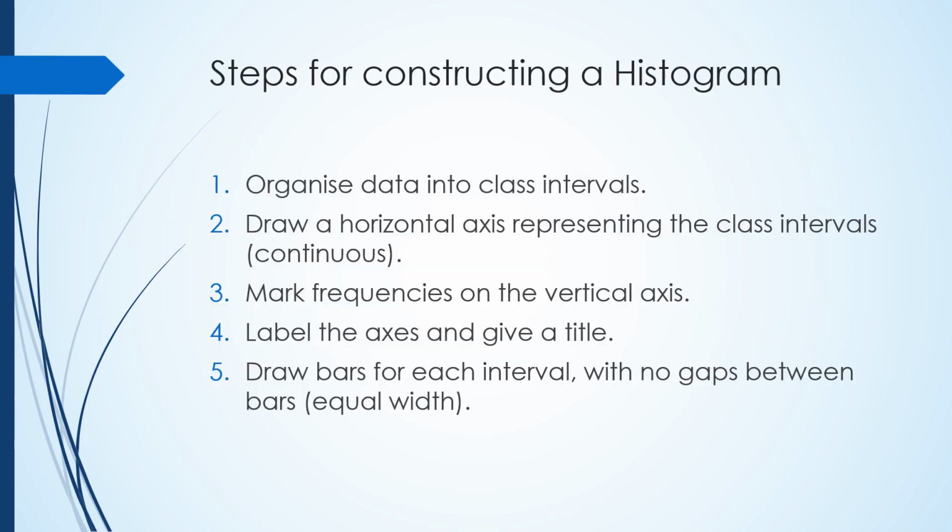To create a histogram, first organize data into class intervals. Then draw a horizontal axis for the intervals and a vertical axis for frequencies. Label both axes and add a title for clarity. Next, draw bars for each interval, ensuring they have equal width and no gaps since we are dealing with continuous data. This is what differentiates a histogram from a bar chart. Histograms help visualize continuous data trends, making patterns and distributions clear.